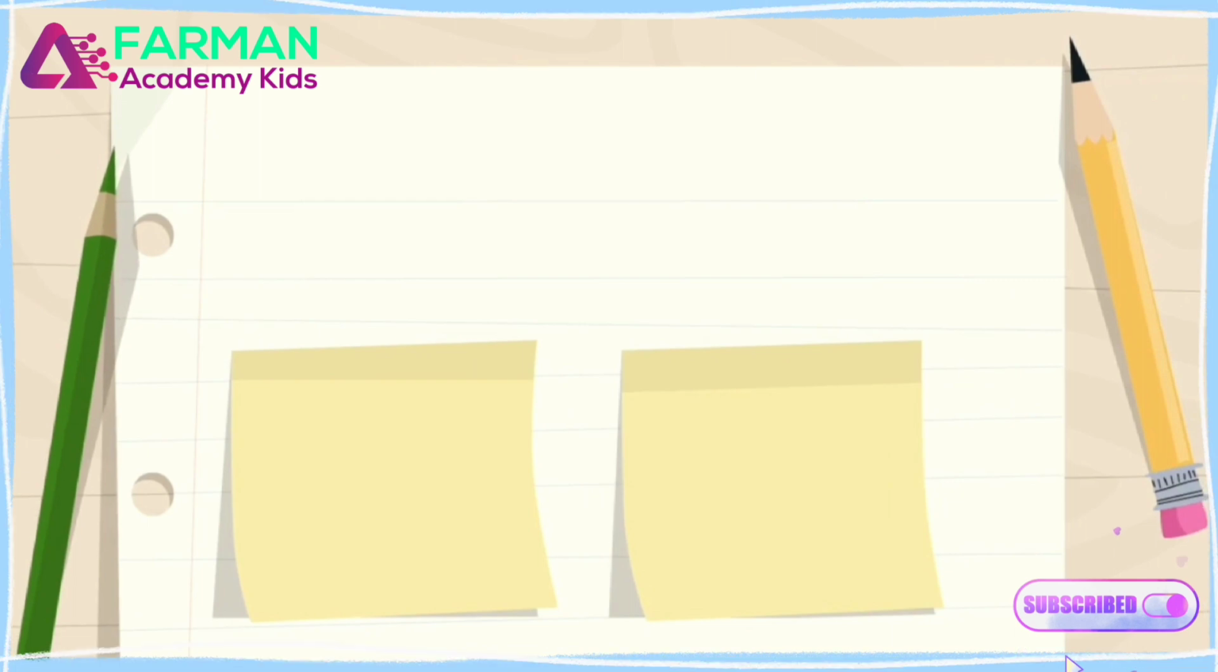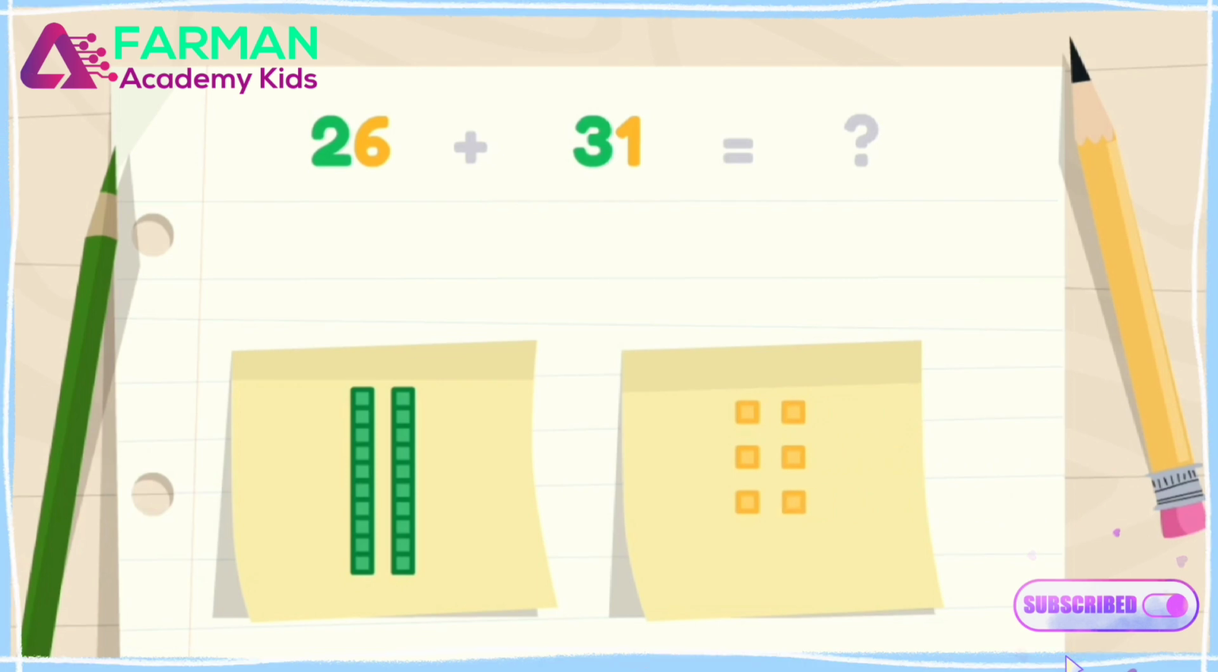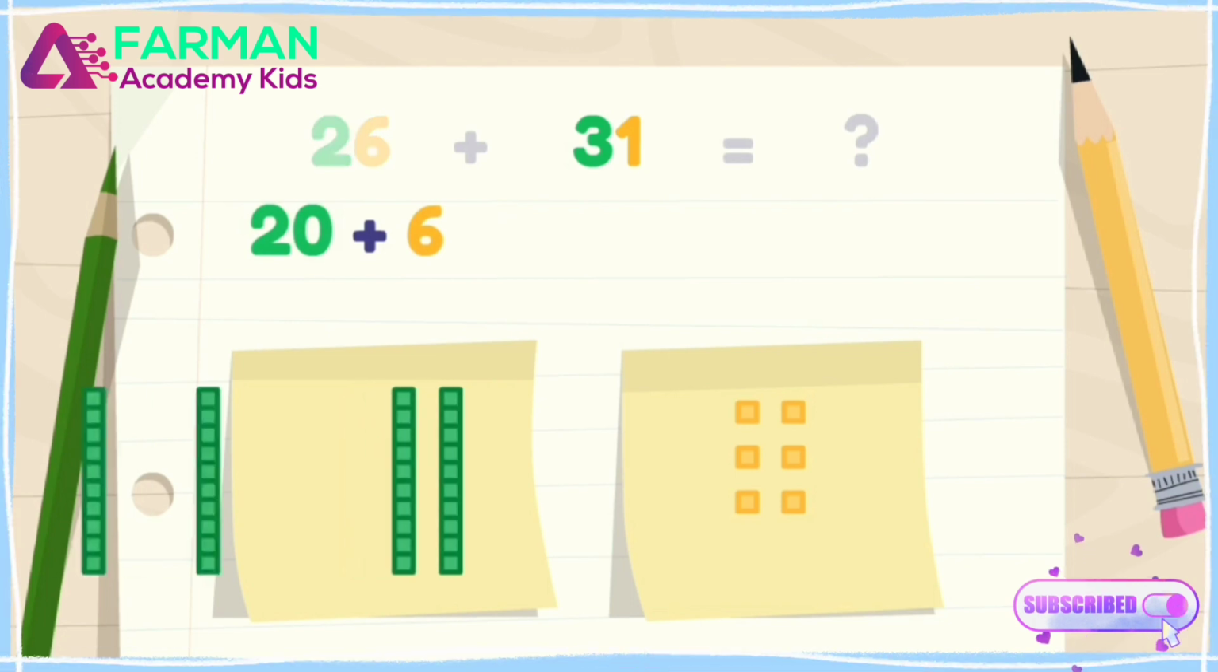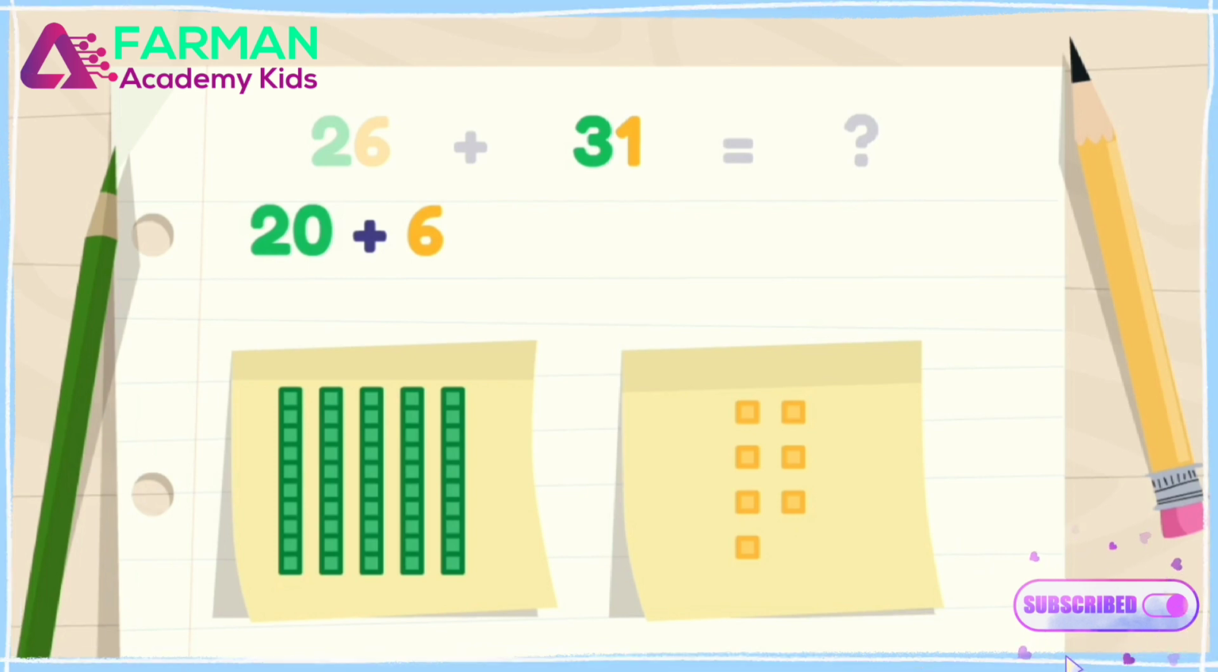I'm wishing to do some addition. What is 26 plus 31? Here is one way to solve it. We can expand the numbers into tens and ones. There are 2 tens and 6 ones in the number 26. There are 3 tens and 1 one in the number 31.